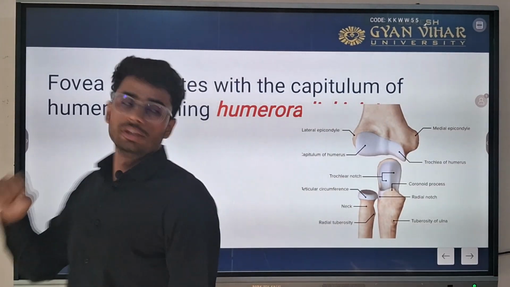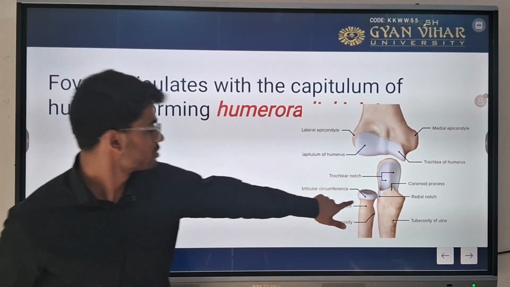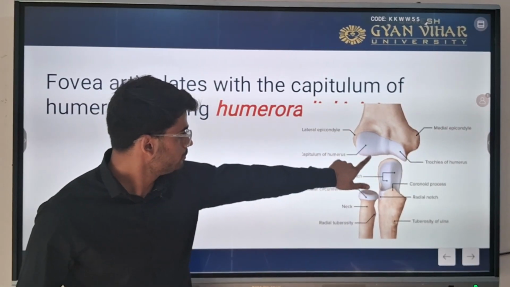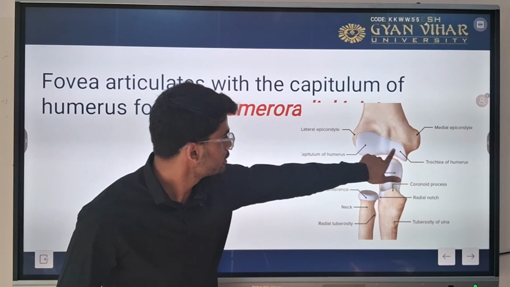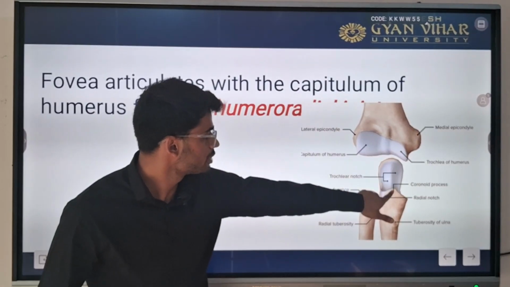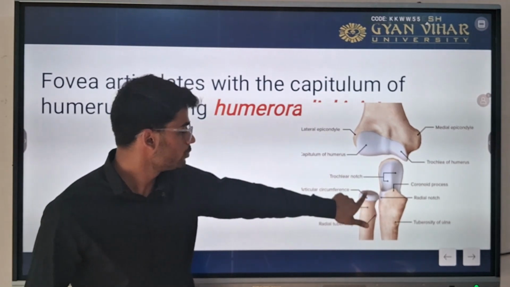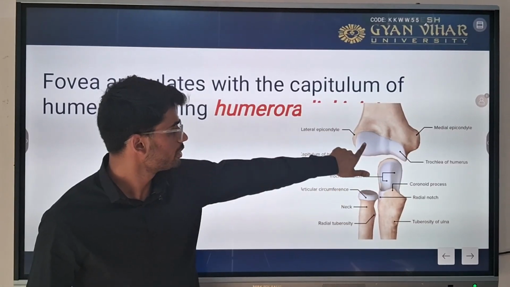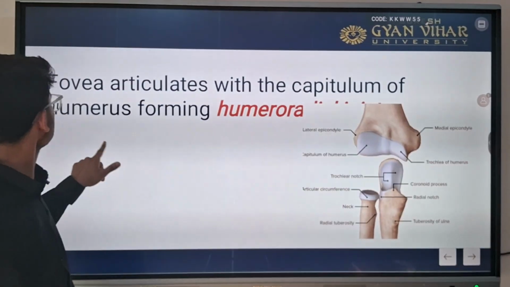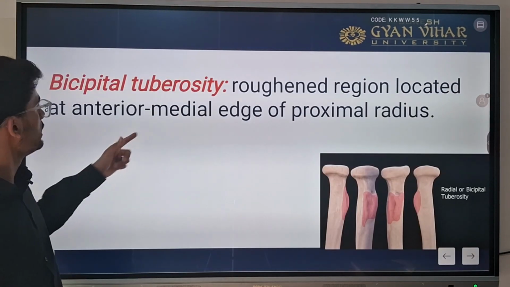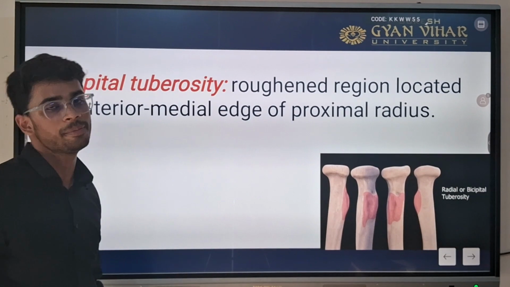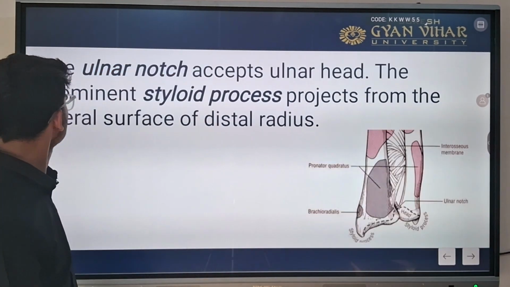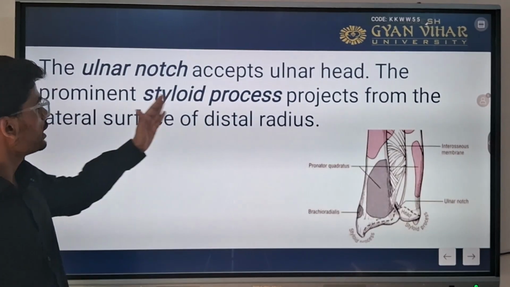Now I already told you, this is the articulation between your head. This is the trochlea of the humerus, and this is the capitulum. Trochlea is forming the joint with the ulna, and this radial head is forming the joint with the humerus bone. Biceps tuberosity, the rough end, is the radial tuberosity, where there is insertion of the biceps brachii muscle. Ulnar notch accepts the ulna.